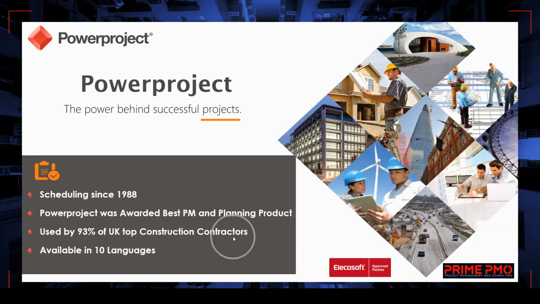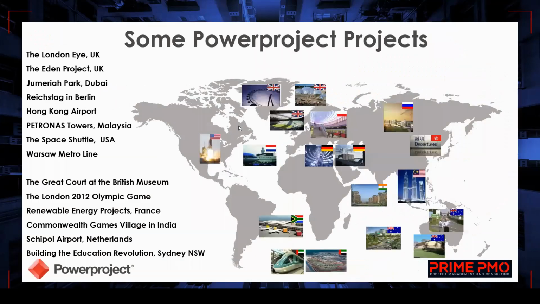And of course, it is widely used in the UK and also the Europe region. Once you get Powerproject, you will have 10 different language options. You can see some of the projects that Powerproject has been used on before, and you can understand from here that Powerproject can be used in many types of projects, like the Space Shuttle in the US, the London Eye, or any airport project. You can have any infrastructure project or even a high-rise building. So Powerproject has no limitations on that.